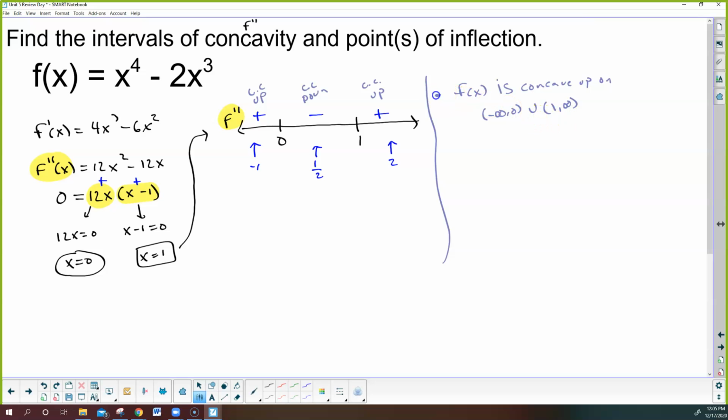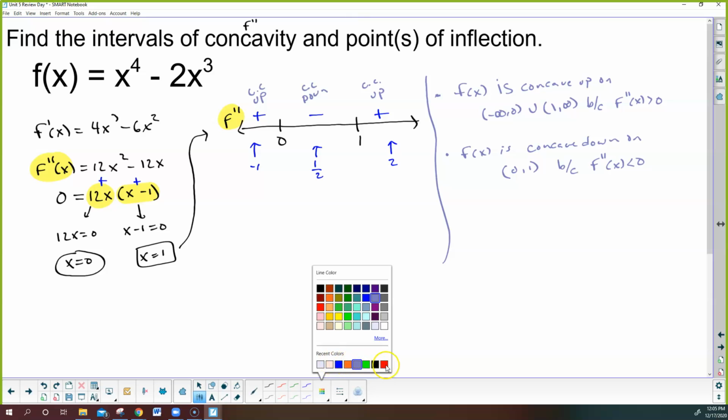Now, that's just the answer, but if I write the word justify, how do we know? All you have to do is say that's where the second derivative is greater than 0. Okay? So f of x is concave down on the interval where the second derivative is negative, from 0 to 1. And my reason is because the second derivative is negative.